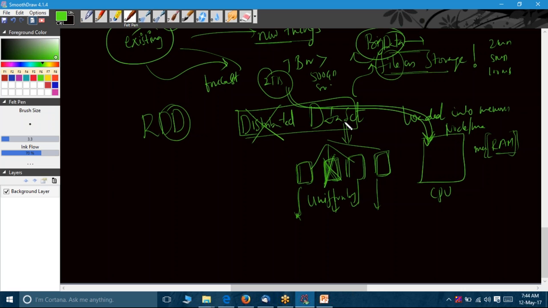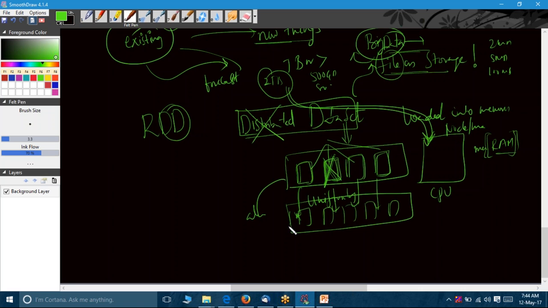And of course this is okay here, but take the scenario: using this distributed data set, you applied one algorithm and got some output. Again, that is also a distributed data set. Now, using this one, you applied one more algorithm and you got some other output.